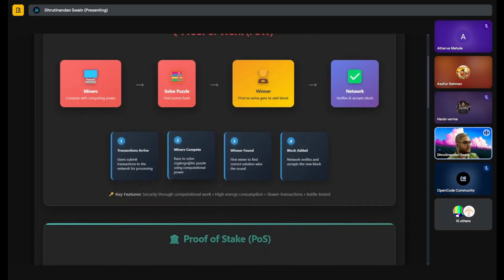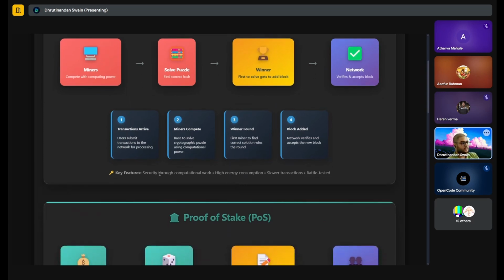Here is the detailed explanation. Transactions arrive: users submit transactions to the network for processing. Miners compete among each other for the correct value of the nonce as well as the hash. The winner is found and is rewarded with the transaction fees as well as the block reward. So as you can see, these are the key features.